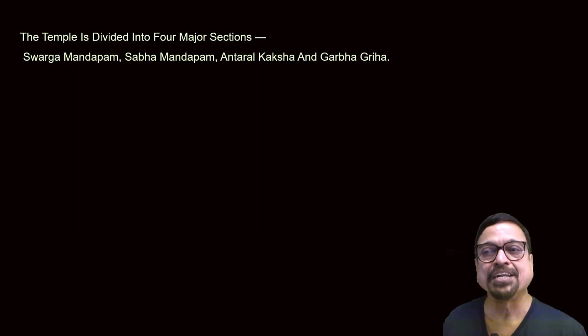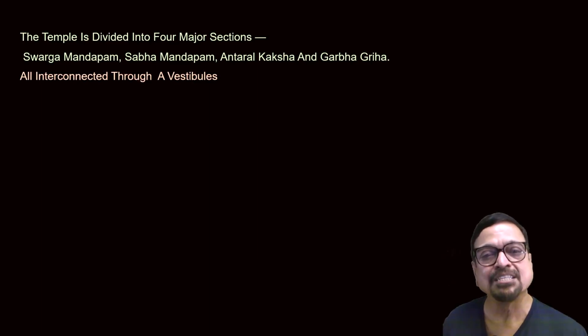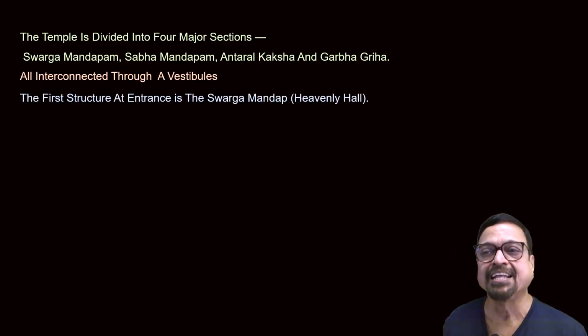The temple is divided into 4 major sections: Swarga Mandapam, which we are seeing just now, then Sabha Mandapam, which is for rituals, then Antarala, Kaksha and Garbhagriha. Garbhagriha is for the deities. All these are interconnected by a vestibule, that is Antarala. The first structure at the entrance is the Swarga Mandapam, that is a heavenly hall.